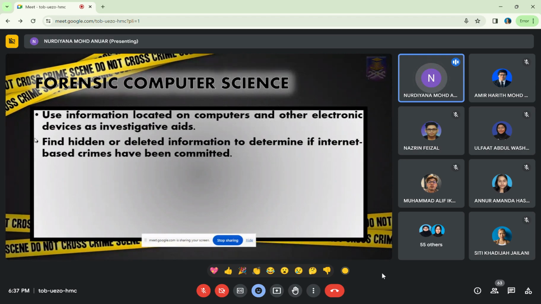Okay. Forensic computer science. So you use information located on computers and other electronic devices as investigative aid. So sekarang ini sebabkan zaman teknologi yang makin advanced, everything about AI, everything about computers, internet. So forensic computer science dia punya demand very high. So they investigate most of the cases banyak melibatkan komputer. Paling simple yang melibatkan komputer adalah seperti smartphone.